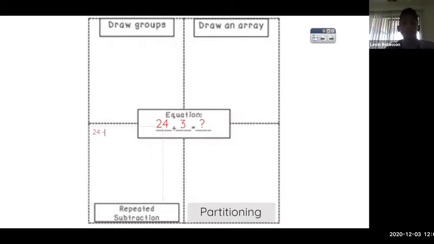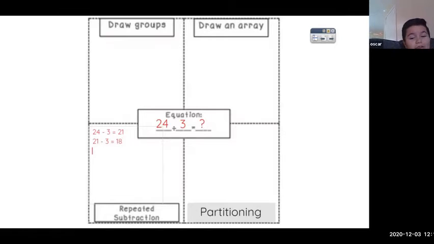Beginning with repeated subtraction. 24 divided by 3 tells us that we are subtracting groups of 3 and deciding how many groups that would create. 24 subtract 3 gives us a difference of 21. With 21, I'm able to subtract 3 again. 21 subtract 3 is a difference of 18. I'm still able to subtract 3. 18 subtract 3 gives us a difference of 15.